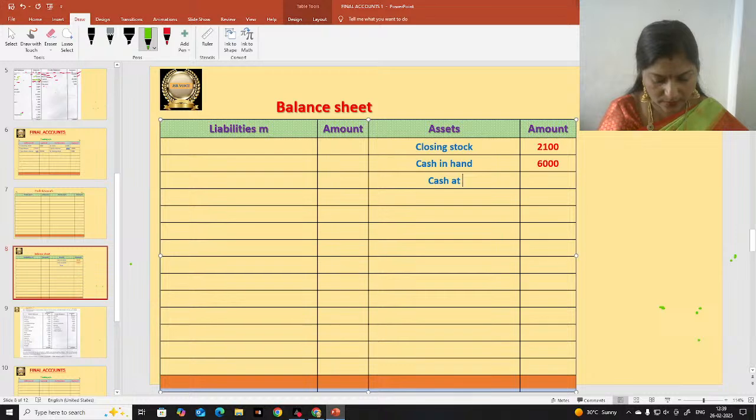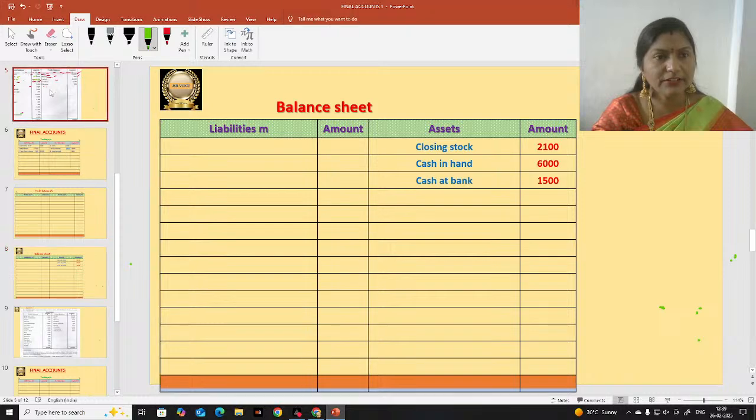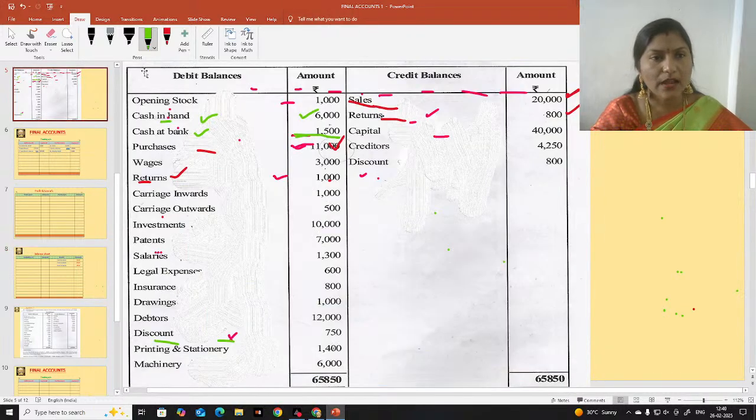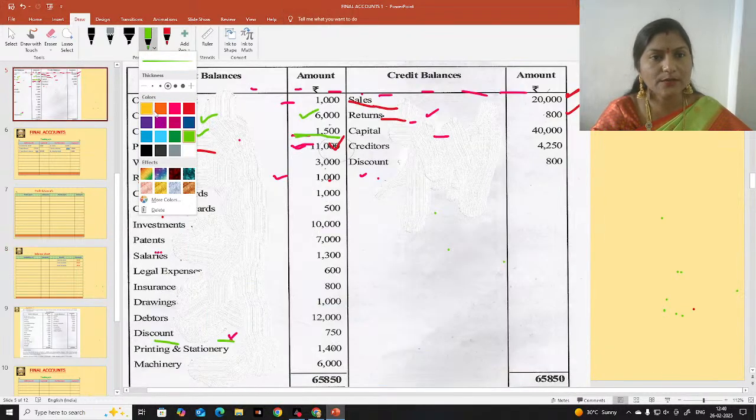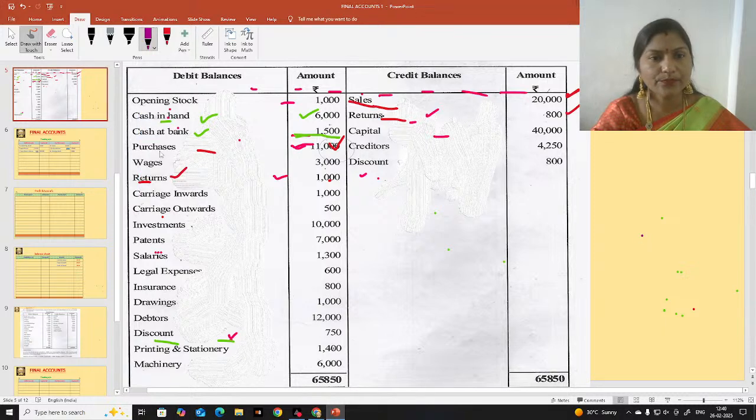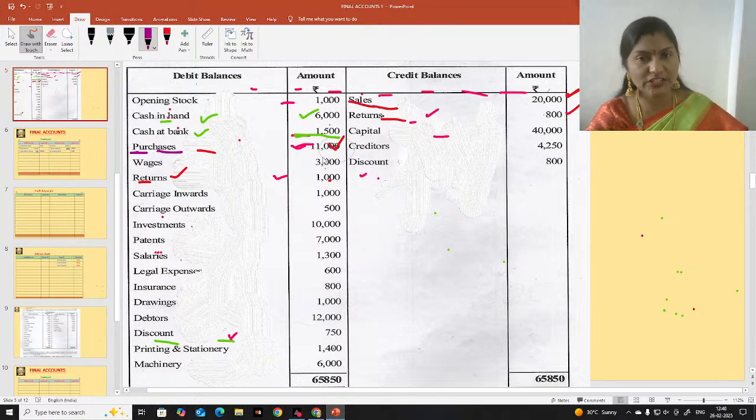Cash at bank, amount column 1500. Next, after this let us move to the next item. What is the next item here? Next item is purchases. Purchases we already recorded. Just now we recorded purchases, opening stock, purchase return, sales returns, these all we recorded. Okay, finished. And the next item is wages.